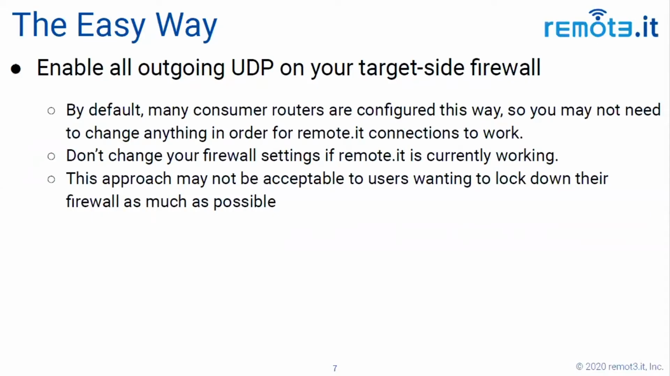So the easy way to allow remote.it to work properly on your system is to configure your target side firewall to pass all UDP ports to all locations. Now, this may not be possible, but by default, many consumer routers are configured this way. So if you're just setting something up at home so that you can access it from a remote location or your cell phone or something like this, you may not actually have to do anything.